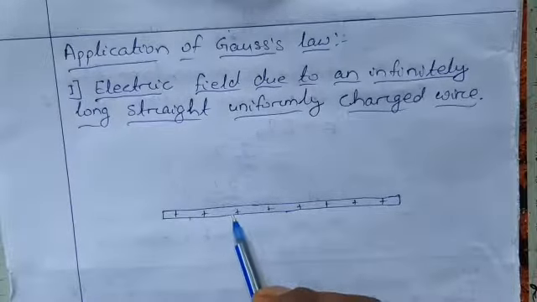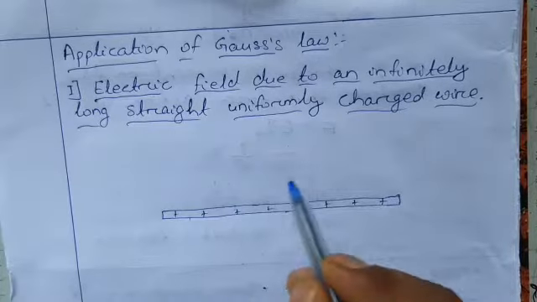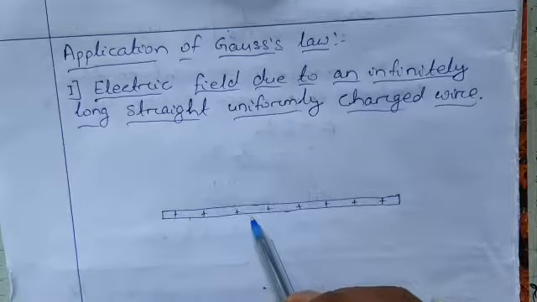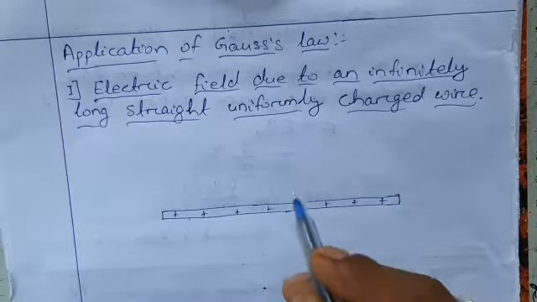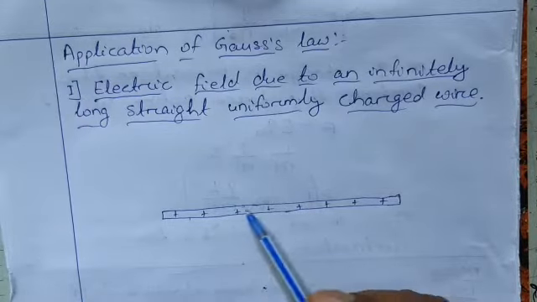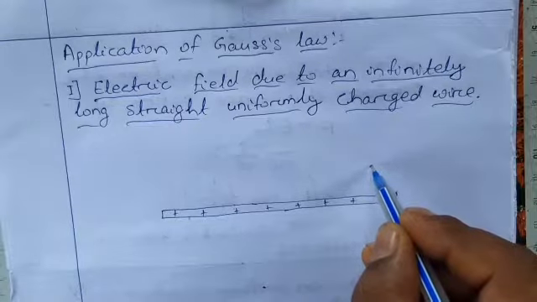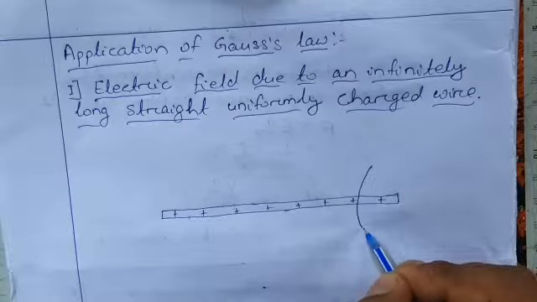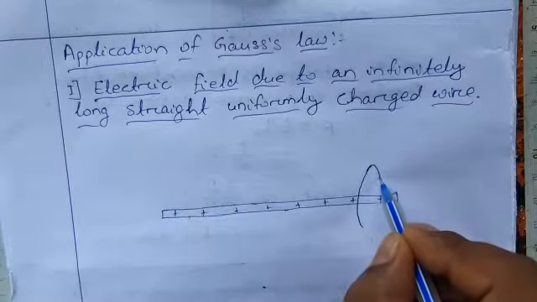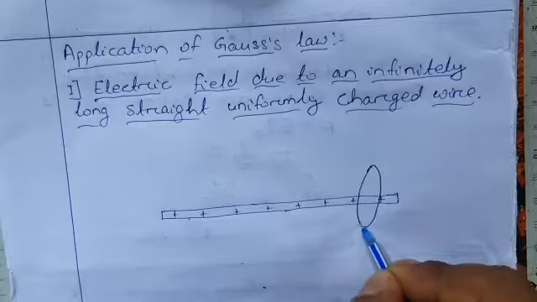So what I will do, I will take a Gaussian surface. Gaussian surface is any closed surface, any imaginary closed surface. So here I am taking a Gaussian cylindrical surface.